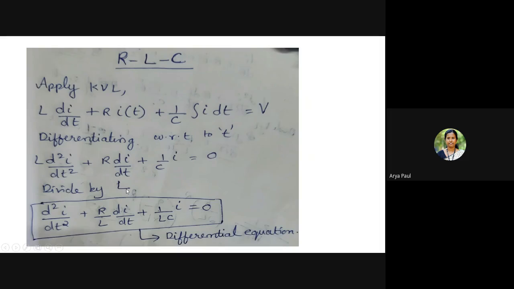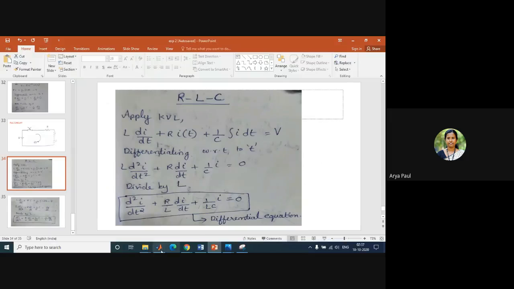Now divide throughout by L. So what will we get? d square I by dt square plus R by L into di by dt plus 1 by LC into I equal to 0. So this is the differential equation that you want to solve for the current I, that means the current through the RLC circuit. You need to find the solution for this particular differential equation. Now we will go to MATLAB and find the solution for that.